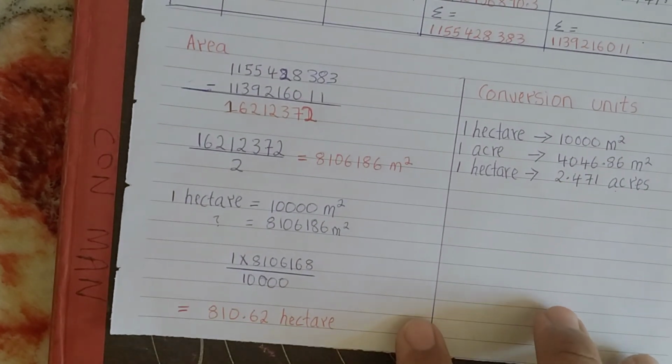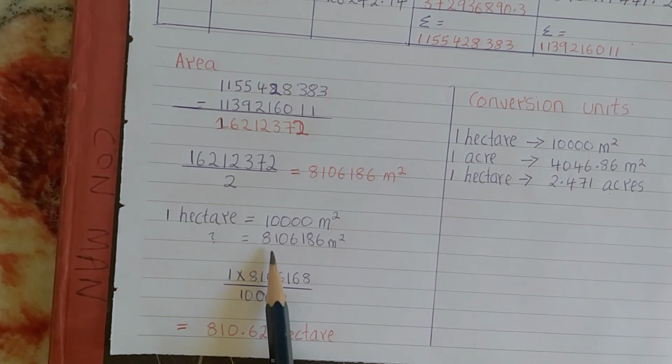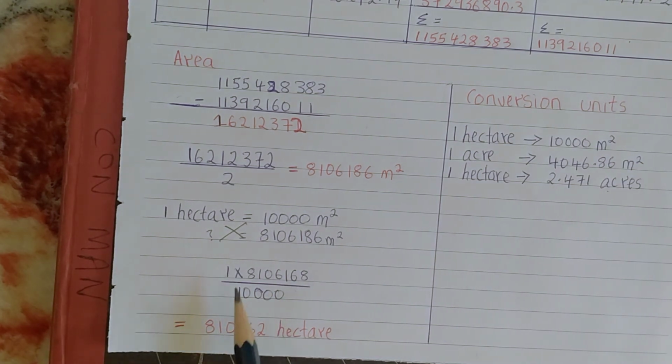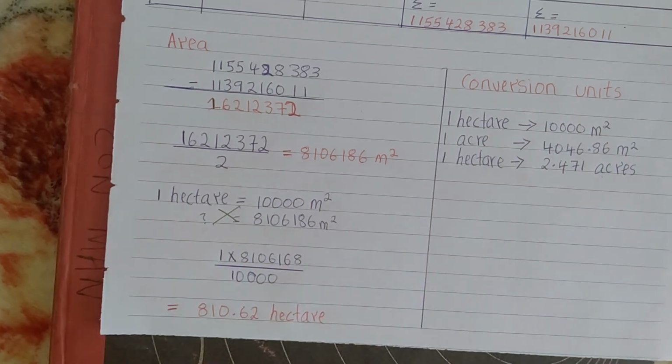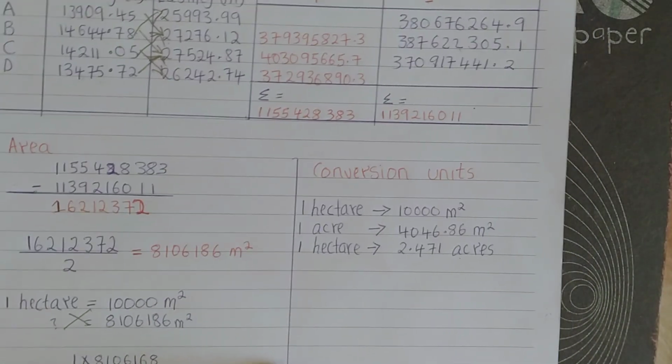So 1 hectare is equal to 10,000 meters squared. So what about 8,106,186 meters squared? So when you cross multiply, you'll get 1 multiplied by 8,106,186 divided by 10,000. Then when you divide, you'll get your answer as 810.62 hectares. So these are the conversion units.